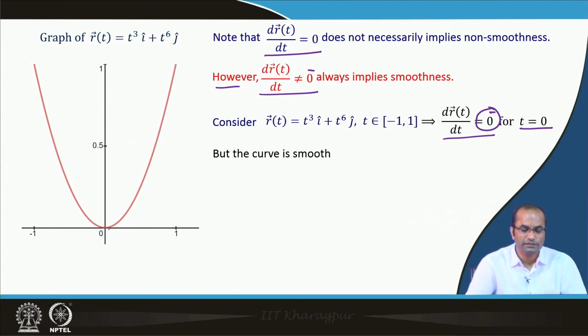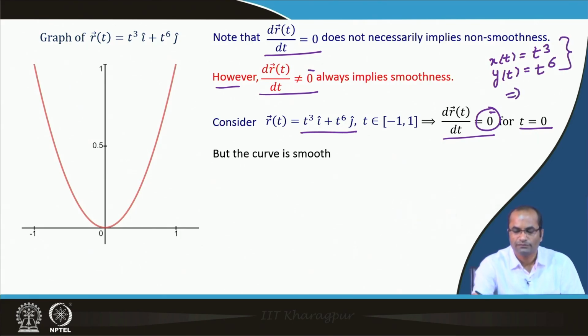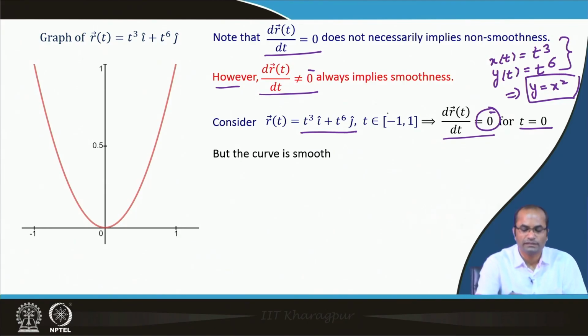So, what is happening here? We can have a different parameterization, and this was one parameterization. If we take a close look here, x(t) was t cube and y(t) was t 6. So, these two imply that y equal to x square. So, this is a parabola, nothing else. The given curve written in this parametric form, t cube i plus t 6 j, is a parabola.